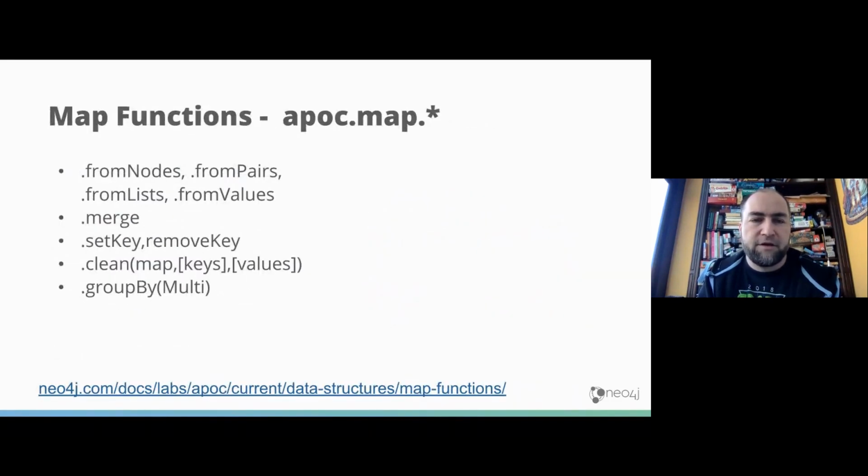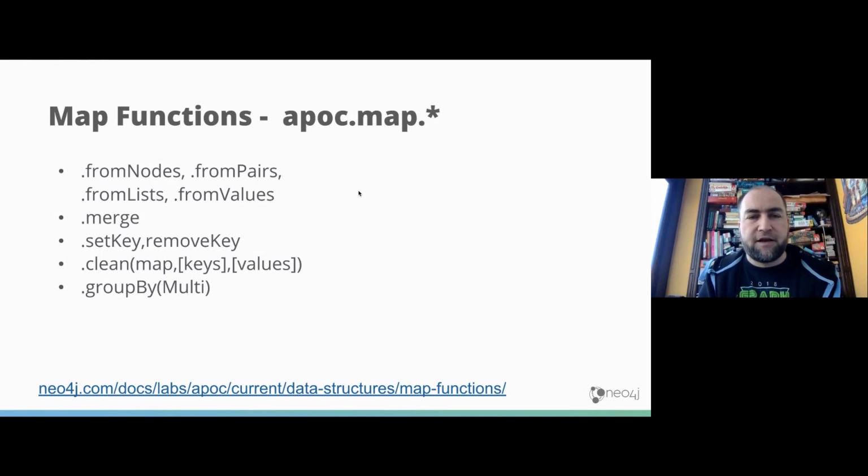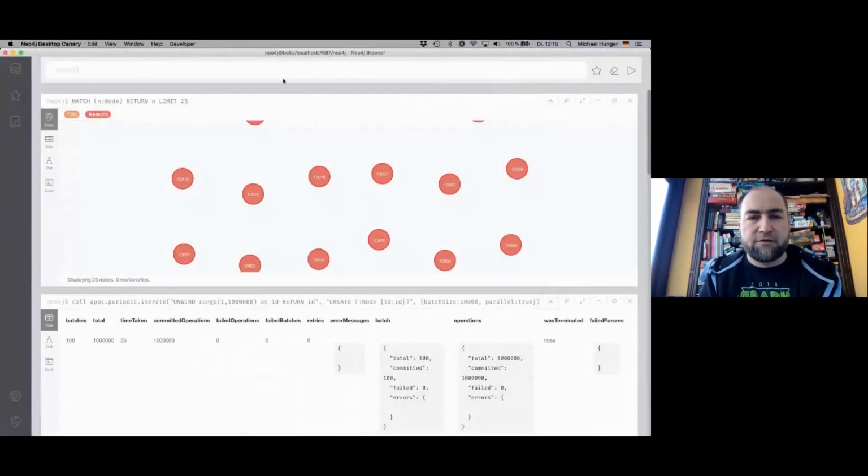My favorite is to create maps from data. So you can have pairs of values or two lists of keys and values and so on. You can merge multiple maps. You can change maps, which actually creates a new map where the change happened. And apoc.map.clean is super useful for actually cleaning up data that you get from import. Just to show you an example, which is apoc.map.clean.